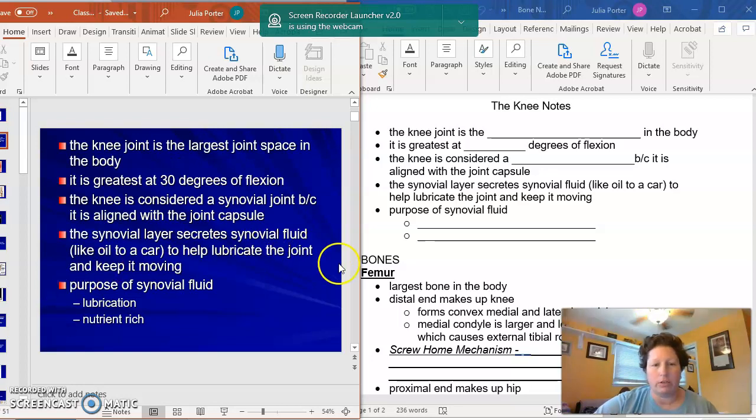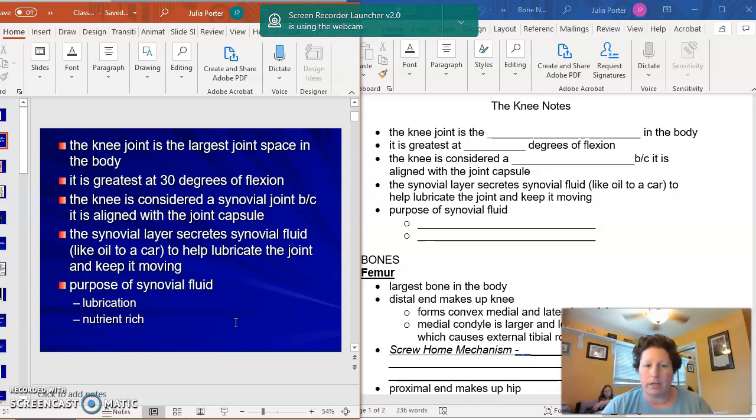So in looking at our notes, I've done a side-by-side so you can see the actual guided notes section that you will fill in, and then the PowerPoint is over here. So first off, the knee joint is the largest joint space in the body. The knee joint is greatest in its spacing at 30 degrees of flexion. So 30 degrees of flexion is the knee slightly bent.